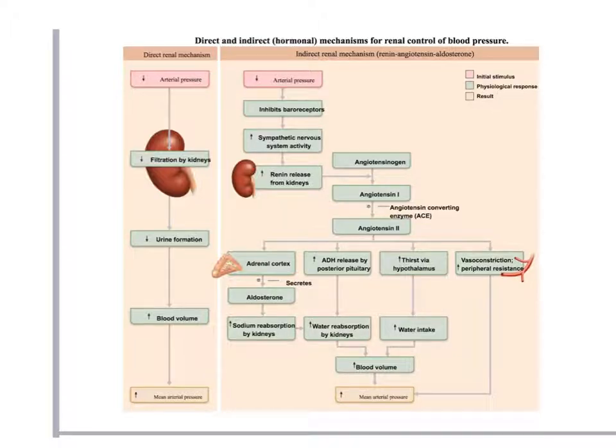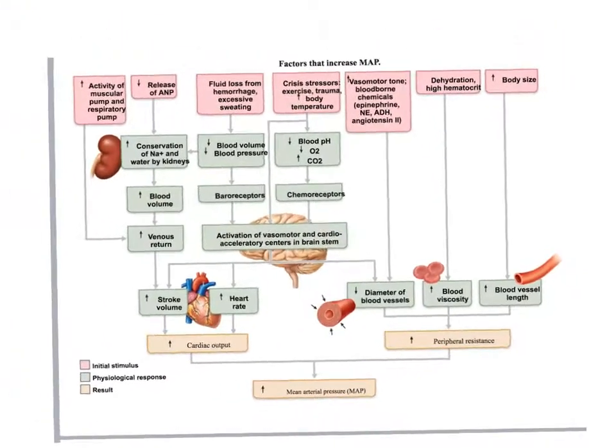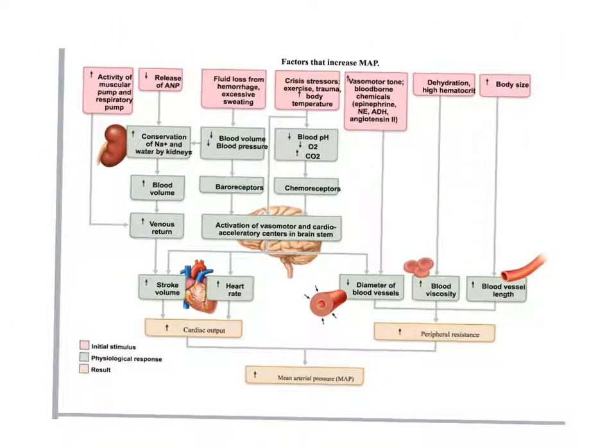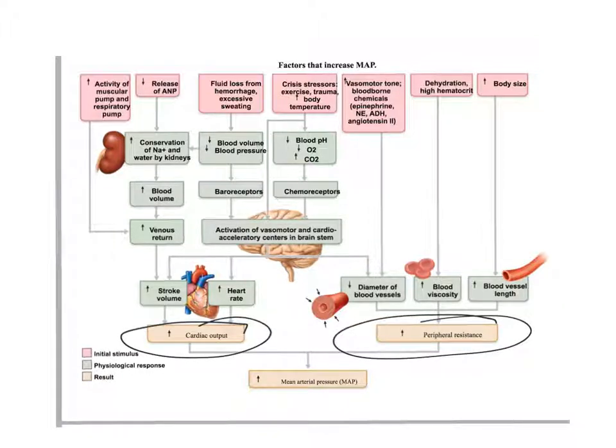There's this one, and I'll post these, and then there's this one. All right? These are factors that all increase mean arterial pressure, because that's what we're looking at. On this side, what do we have? Cardiac output. Over here we have peripheral resistance. Okay? And we went over the activity of the muscular pump and the respiratory pump.